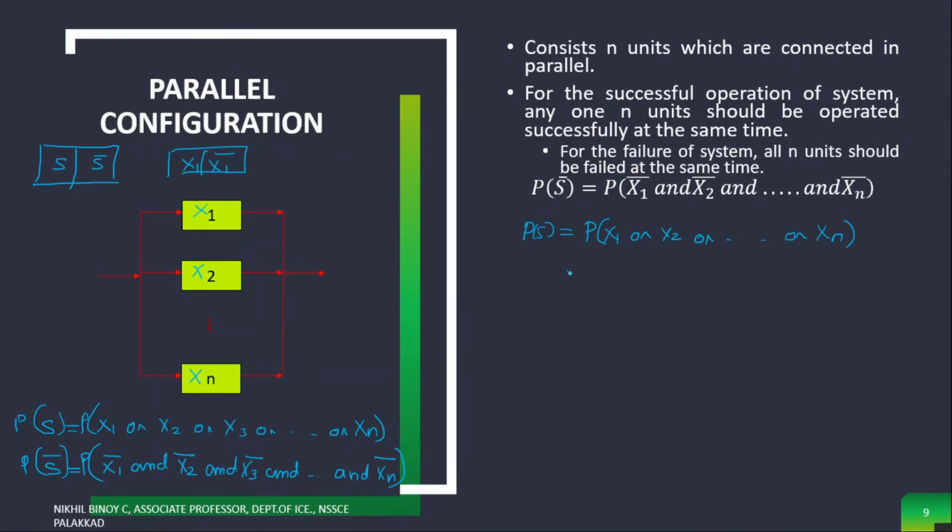This means P of S is nothing but 1 minus P of S bar. Is it okay, all of you? P of S is equal to P of x1 or x2 or etc. or xn, which is equal to 1 minus the probability of failure of the system, 1 minus P of S bar. And what about P of S bar? P of S bar is the probability of simultaneous failure of the individual components, that is x1 bar and x2 bar and etc. and xn bar.